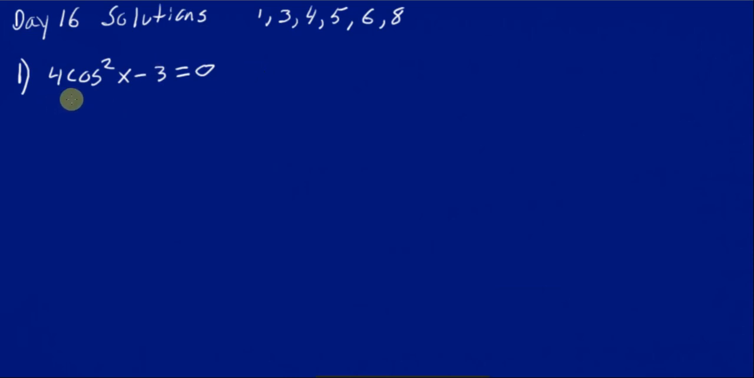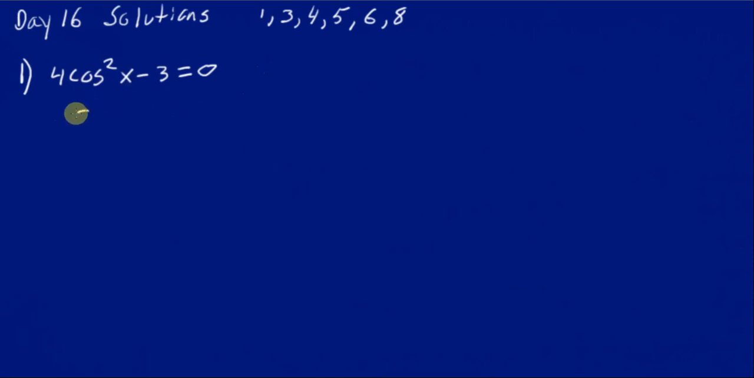Solving trigonometric equations. Not the easiest thing in the world, but it all goes back to the inverse trig function, which is using the unit circle. So we're just going to solve this for x. I'm going to go ahead and add 3 and divide by 4. So the cosine squared of x is equal to 3 over 4.